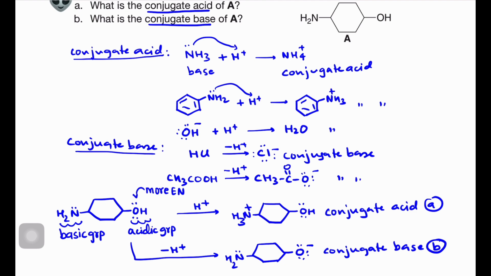Okay. So basically, the species formed after gaining H+ will be the conjugate acid, where this acts as a base. And when this acts as an acid, it means it will lose H+ from the acidic hydrogen, and we get the conjugate base. There is a difference of one H+ between an acid and its conjugate base, or a base and its conjugate acid. That's all. Thank you.